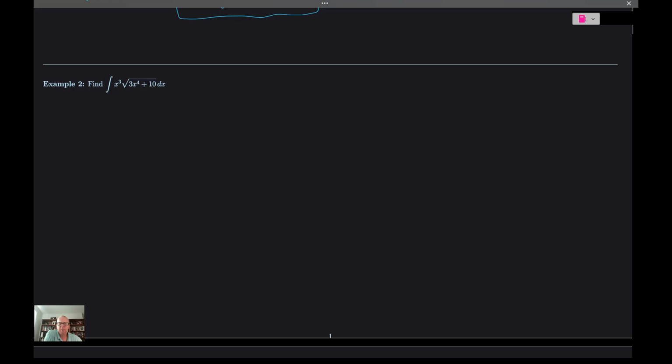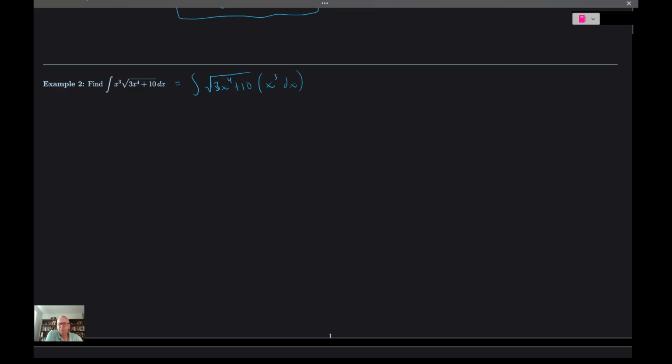So here we have x cubed times the square root of 3x to the fourth plus 10x. Now, we have two parts of this, and maybe we'll rearrange the order here. Let's put the square root part first, and then times x cubed dx. We haven't changed anything, we're just regrouping these things, which we can do since we're multiplying. So now 3x to the fourth plus 10 and x cubed. Now, if you take the derivative of this, you would get this, kind of. At least close.